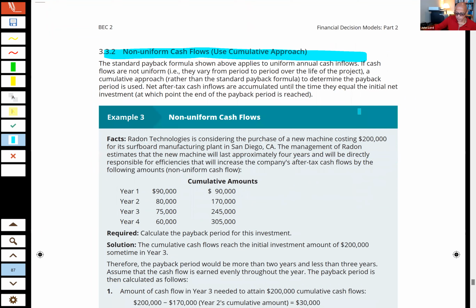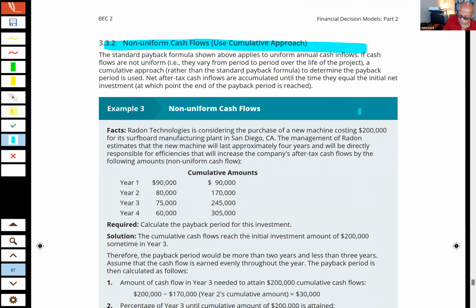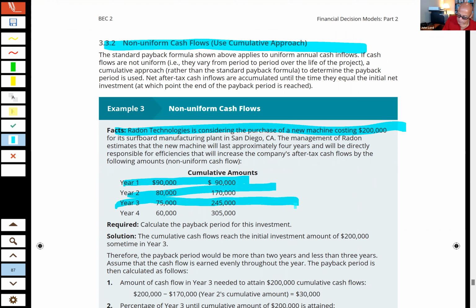And we have the 200,000, still the initial investment. And now we're just going to have to look at these cash flows individually to see when will we recover the 200,000. So after year one, we've only recovered 90,000. Obviously haven't gotten the 200,000. 80,000, we're getting close. We still haven't recovered the 200,000. Year three, and somewhere in year three, yeah, we've recovered the 200,000. So it's going to take us 3 plus years.